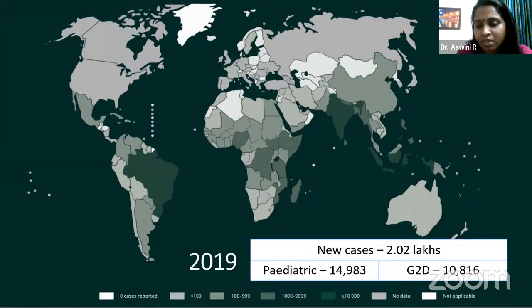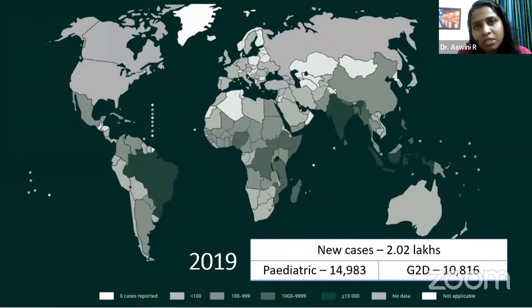Okay, and the new cases that were detected in 2019 worldwide was 2.02 lakhs. And you can see that India is still having the greenest color in this map. And India is actually one among the high burden countries for leprosy. And also the grade 2 disability, that is people who present with disability, as well as the child cases, pediatric cases of leprosy, are also not very few.